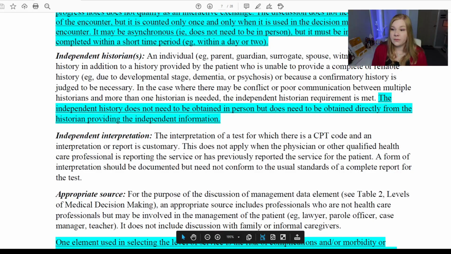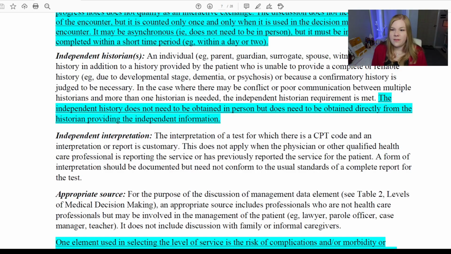There's also some clarification here that the independent history does not need to be obtained in person, but does need to be obtained directly from the historian providing the independent information. So say, for example, a patient is being seen that has some sort of substance abuse issue and you're not sure that they're really telling the appropriate story of what's going on, and you call a roommate or a family member, that's fine, but you need to document that you obtained it directly from them, not that the nurse called and then the nurse is relaying it to you or something like that. It has to be obtained directly from that person.